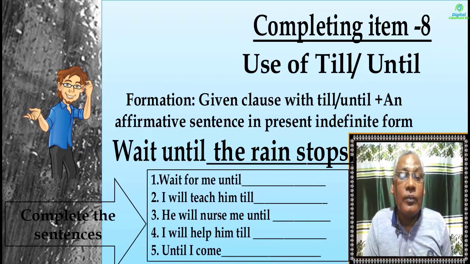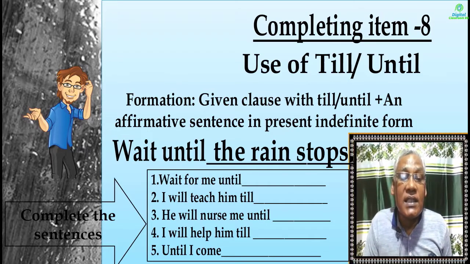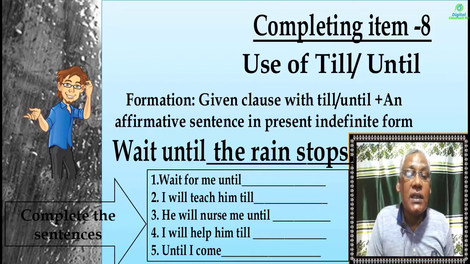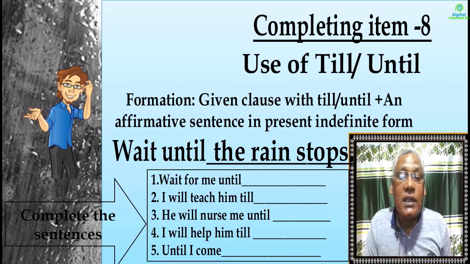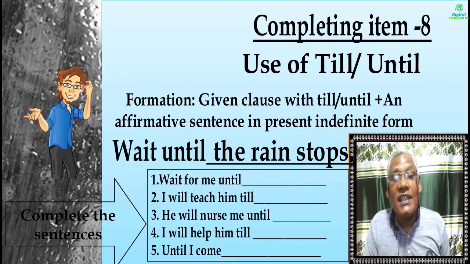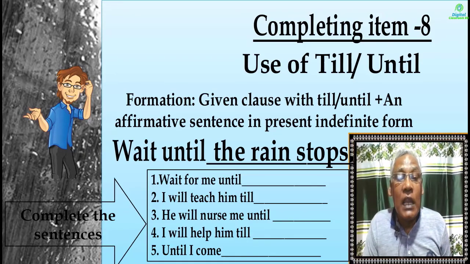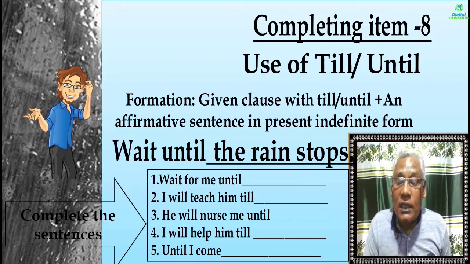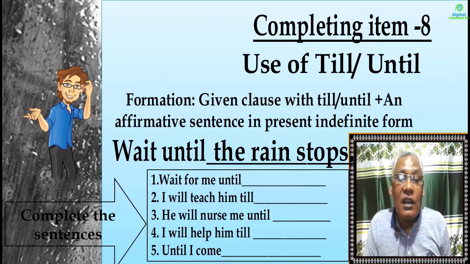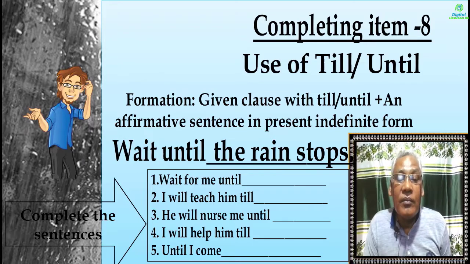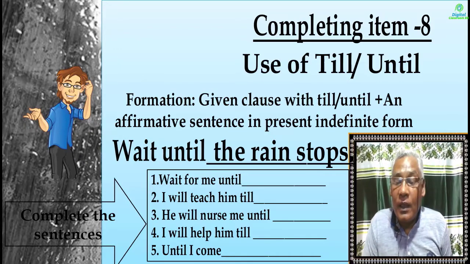Now there are some sentences here. If you complete these sentences, I think it will be very clear to you. Wait for me until dot dot dot. I will tease him till dot dot dot. He will nurse me until dot dot dot. I will help him till dot dot dot. Until I come dot dot dot.